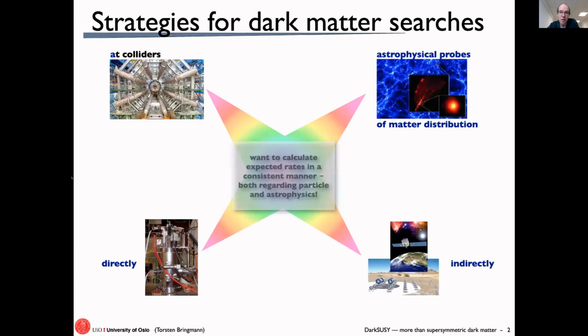So, just to start with a general overview of what DarkSUSY can do, what we really want to do is to calculate various dark matter rates, dark matter signals, and of course we want to do so in a consistent way.